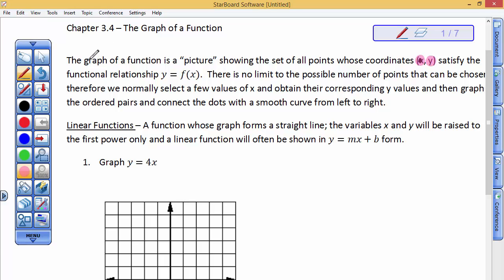So what we're going to do now is we're going to graph a function, and it's going to be a picture showing the set of all points whose coordinates x and y satisfy this relationship, y is a function of x. There is no limit to the number of points that can be chosen. Therefore, we normally select a few values of x and obtain their corresponding y value, and then graph the ordered pairs and connect the dots with a smooth curve from left to right.